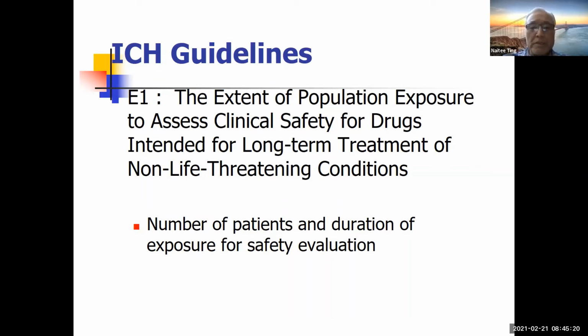All right. So E1, the extent of population exposure to assess clinical safety for drugs intended for long-term treatment of non-life-threatening conditions. So the first thing is to look at the denominator. In safety analysis, the most important part is to find your denominator. So number of patients, duration of exposure, and also dosage.